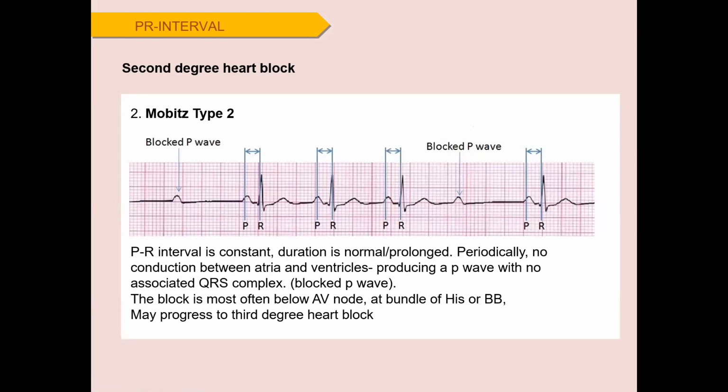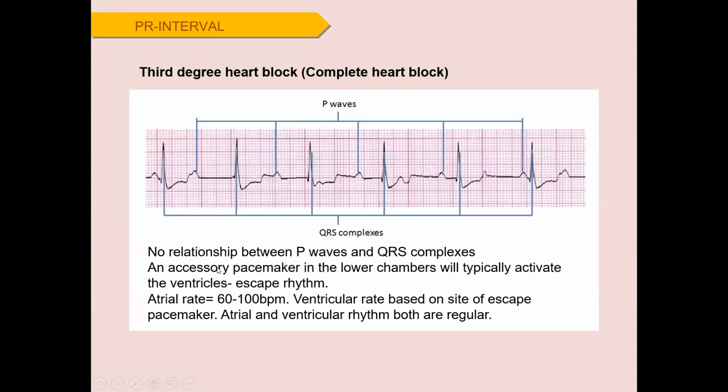For Mobitz type 2, you can see there is a fixed relation, so the PR interval is constant. Look at the PR interval in every beat, it is constant, but there is one beat that is not transmitting. This P wave is not transmitting. The PR interval is always constant in Mobitz type 2. It can be 3 P waves with only one conducting, that will be 3:1, or 3 P waves with 2 conducting, a 3:2 block. So here it is 2:1: 2 P waves, 1 is conducting. That is a 2:1 block.